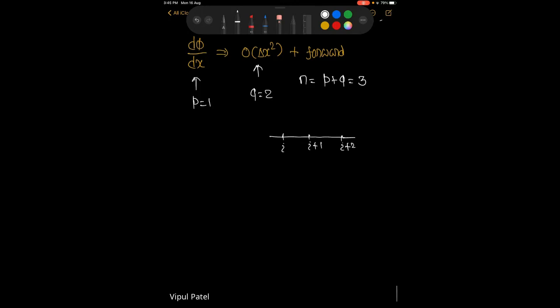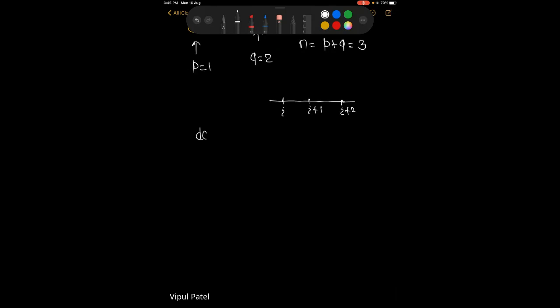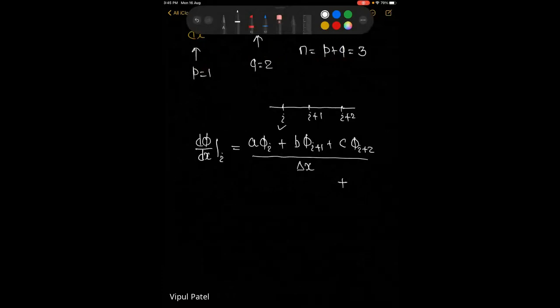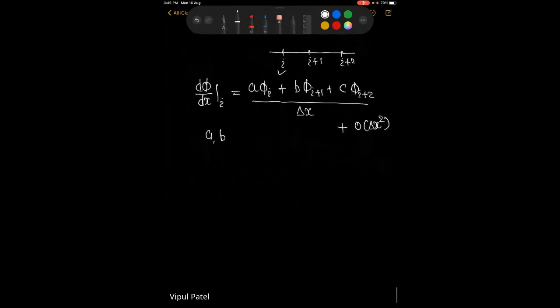So in a generalized way, I can write an expression that d phi by dx at any node I is equal to a into phi I plus b into phi I plus 1 plus c into phi I plus 2, whole divided by delta x, and this is second order accurate, right? Because we have just mentioned over here, all the leading or higher order terms have accuracy of delta x square. Now our task is to calculate the values of a, b, and c.